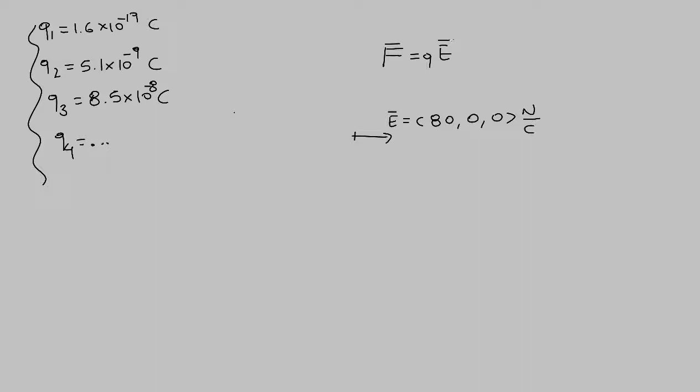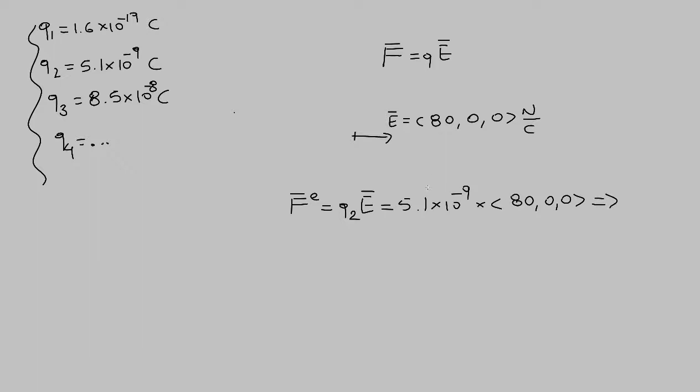Once you have the electric field for a particular point in space, you can multiply that electric field with any charge Q to find the force acting on this charge. For example, let's say that I want to bring charge Q2 at that location. To find the electric force acting on charge Q2, I will need to multiply the charge Q2 with the electric field. So I need to do 5.1 times 10 to the minus 9 coulombs times the electric field vector, which is (80, 0, 0).